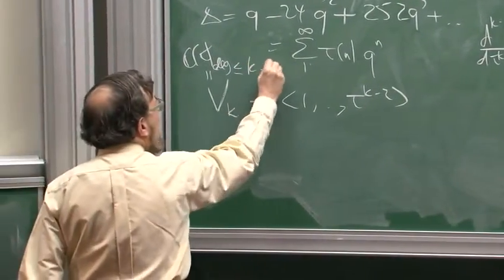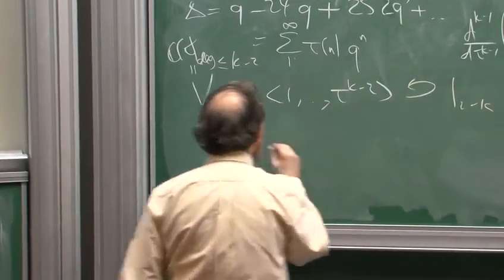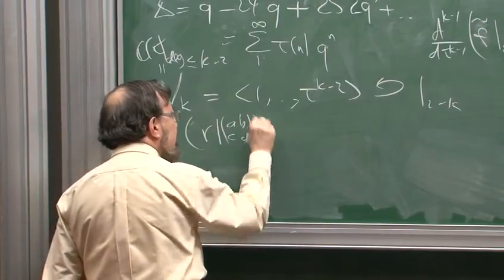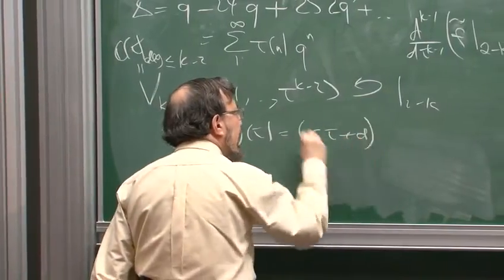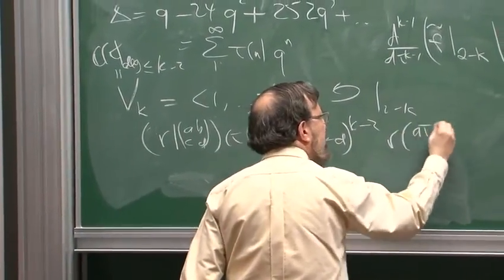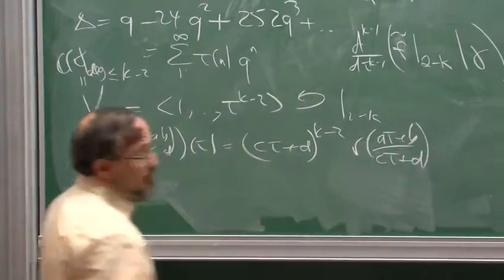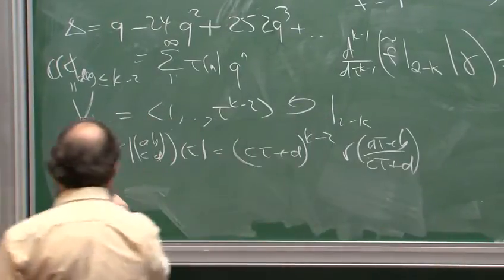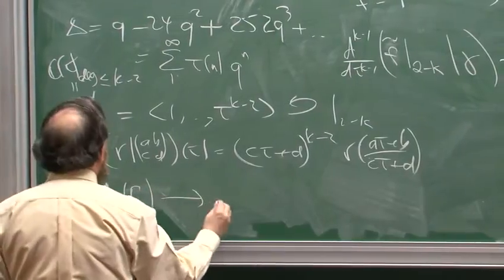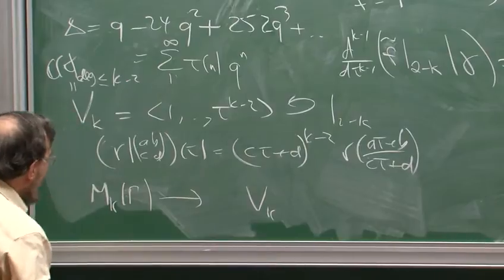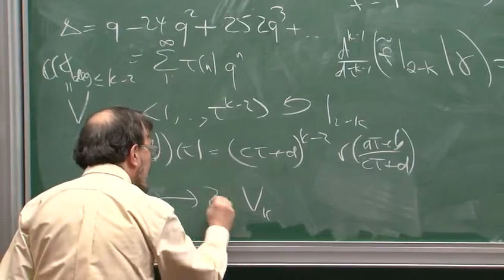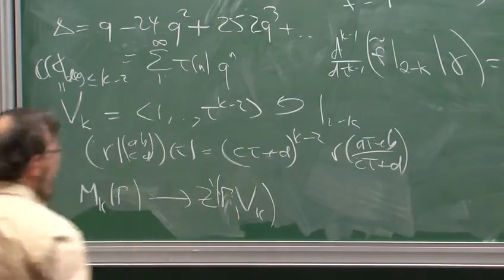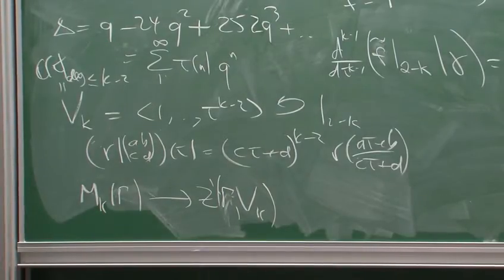So here I take things of degree at most k minus 2, and here the action is in weight 2 minus k. So if I have a polynomial r, r slash abcd, just by the definition that I gave you, is c tau plus d to the power k minus 2 times r of a tau plus b over c tau plus d. And of course, that's again a polynomial. So this is the usual finite dimensional representation. And so we have this map from modular forms. This works for any group at all. We have a map to Vk, and actually this is a cocycle, sort of automatically. It's a cocycle of gamma with coefficients in Vk, and its cohomology class is then something interesting.